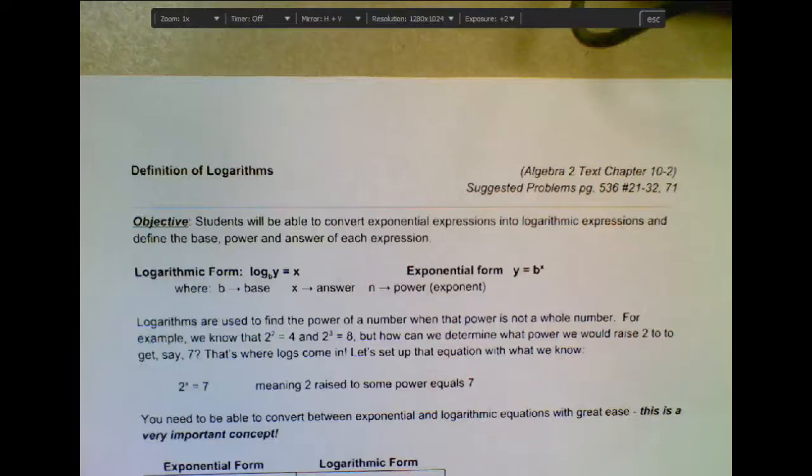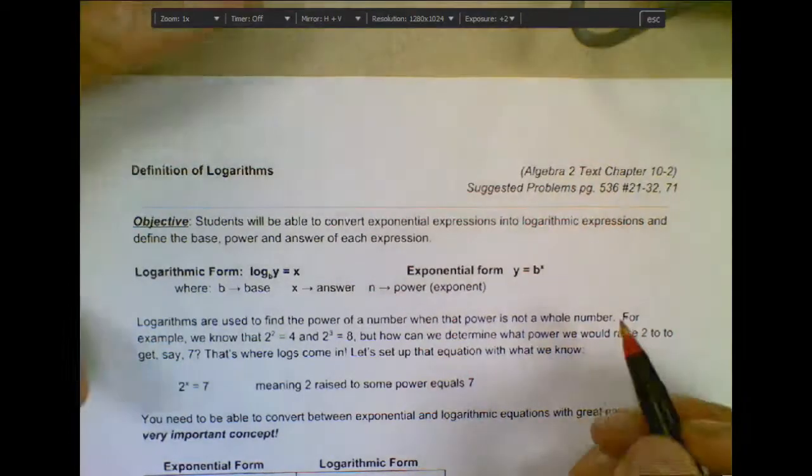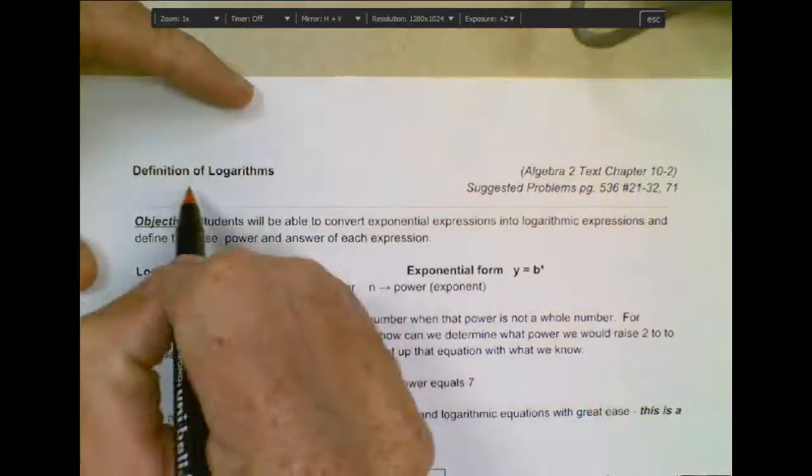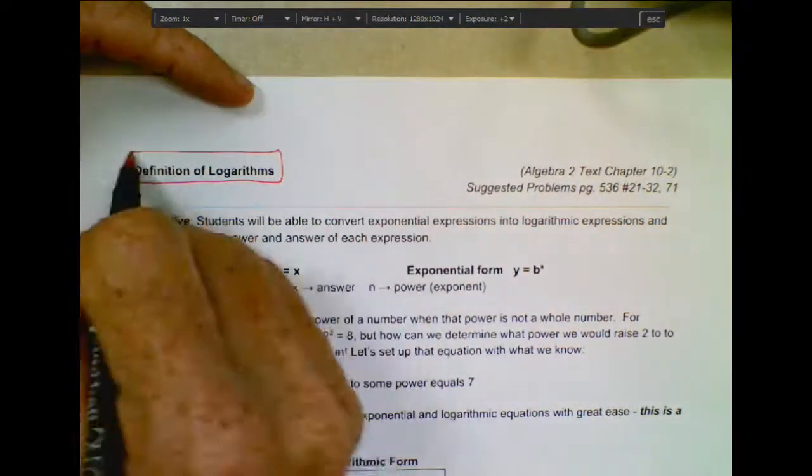1.3 notes that were not in the first video. This is video part 2.